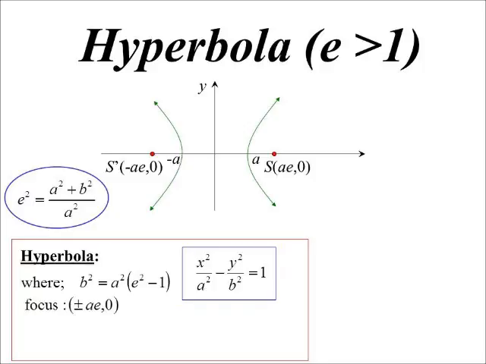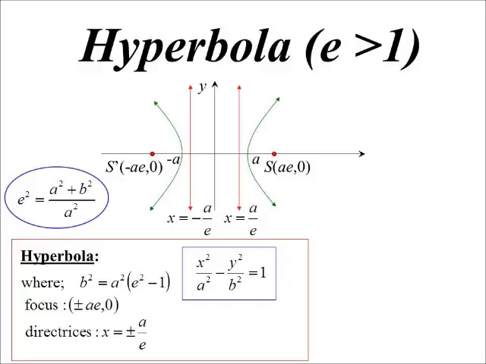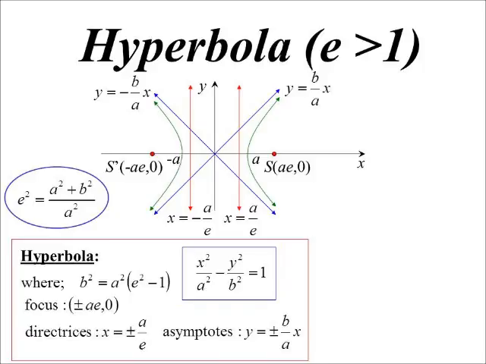The foci stays the same. It's still plus or minus AE, 0, and the directrices is still A divided by E. So that's nice. That doesn't change, other than the positioning. The directrices you'll now see are on the inside of the foci rather than on the outside of the foci. But the other difference with hyperbola, hyperbole, whatever the plural is, we have asymptotes.